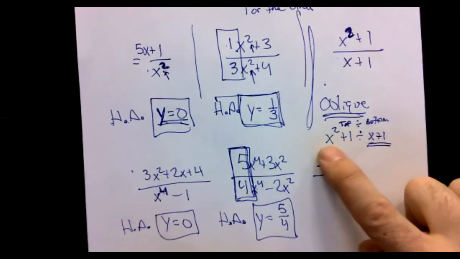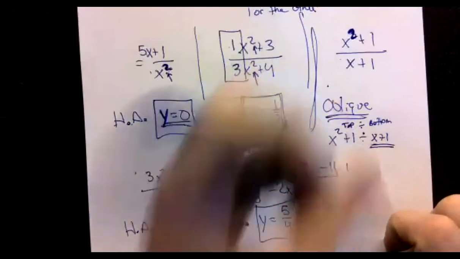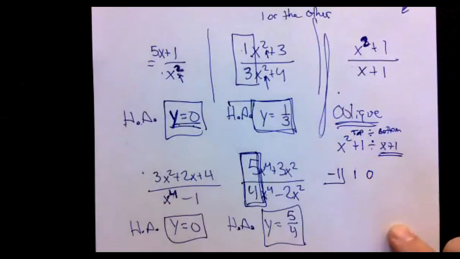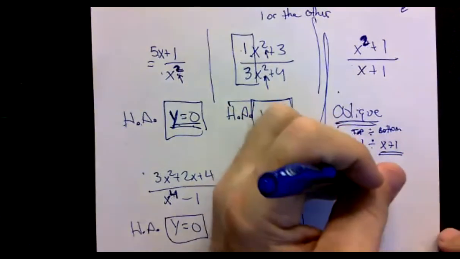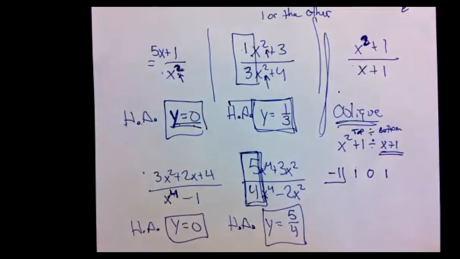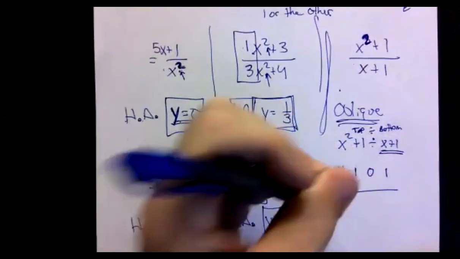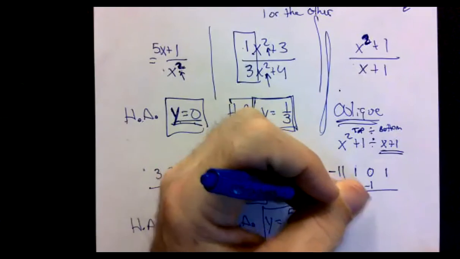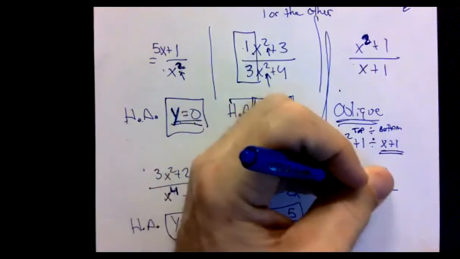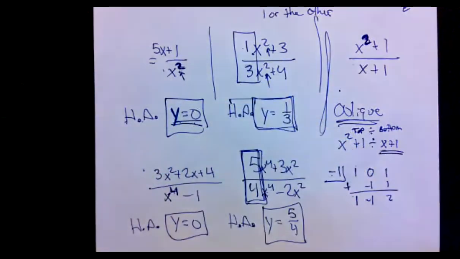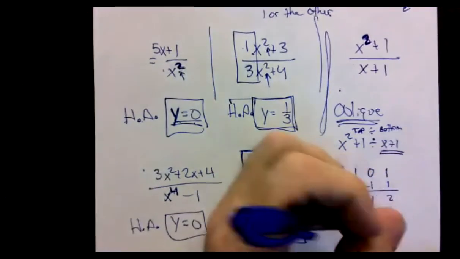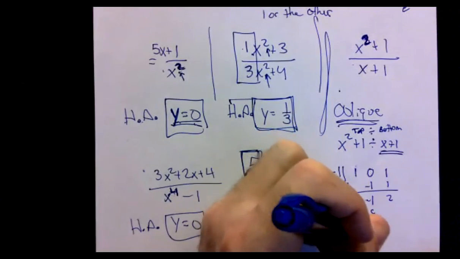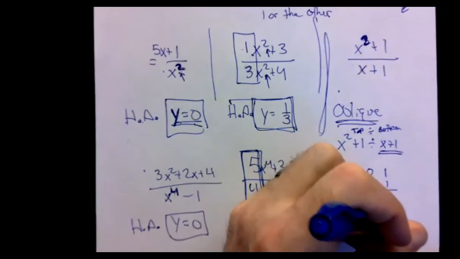And then I'm going to grab the coefficients of this guy. So I've got 1 x to the 2nd. I'm missing my x term, so I need to put a 0. And then my constant is 1. Then we follow that pattern: add, multiply, add, multiply, add. So I get x, there's my constant, so x minus 1 with a remainder of 2.